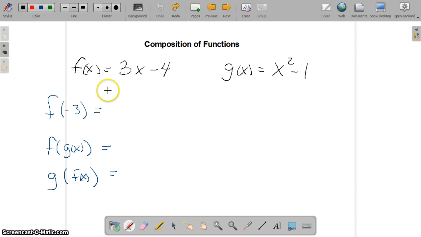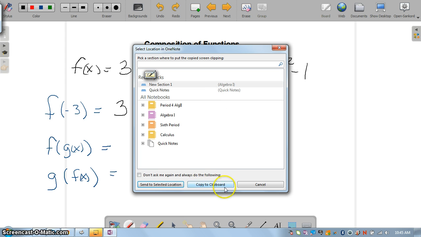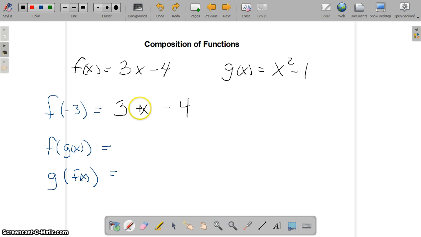So what's happening is I'm going to rewrite this. Here's 3, I'm going to put the x minus 4. And I'm going to take this number, this negative 3, and paste it. Here's my negative 3. I'm going to take that negative 3 and drag it and substitute it right in there. See what I'm saying? You take the negative 3 and plug it right in there for x.